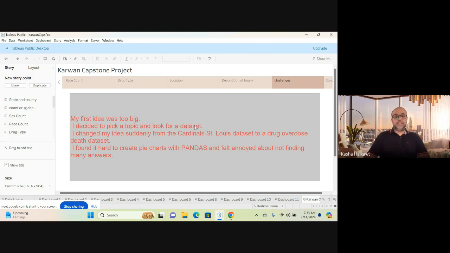Finally, I shared my challenges. There are several challenges I faced while I prepared my project. The first one, my first idea was too big. I decided to pick a topic and look for a data set. I changed my idea suddenly from the Cardinal San Luis data set to this drug overdose data set. I found it hard to create a pie chart with pandas and felt annoyed about not finding many good answers.